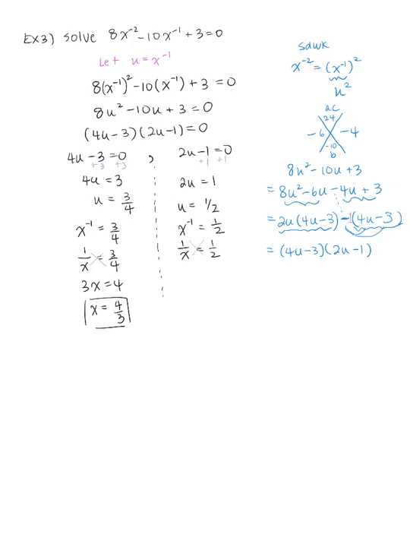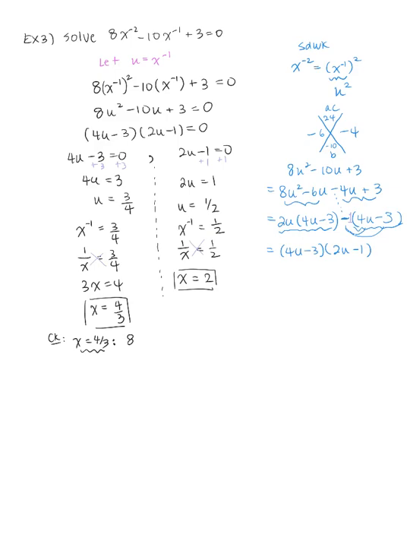Now cross multiply. 1 times x is just x. 1 times 2 is just 2. So we're going to get x equals 2 as our proposed solution. Now we check. All right, let's go over here. Check when x equals 4/3. I'm going to plug this back into our original equation.